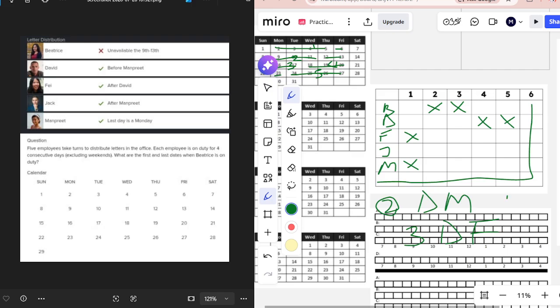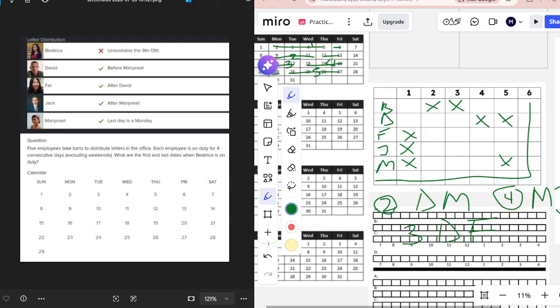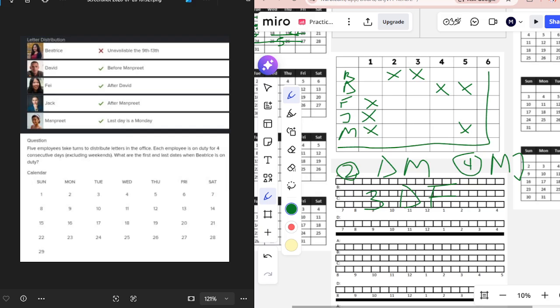Then number 4, Jack comes after Manpreet. So we have Manpreet and Jack. It tells me something: Manpreet cannot be the last because Jack comes after him, and Jack cannot be the first. But if I combine number 2 and number 4 together, I have David, Manpreet, Jack. So it tells me two people are before Jack, and at this point there will be 3 people behind David, because now we have Manpreet, Jack, and Faye.